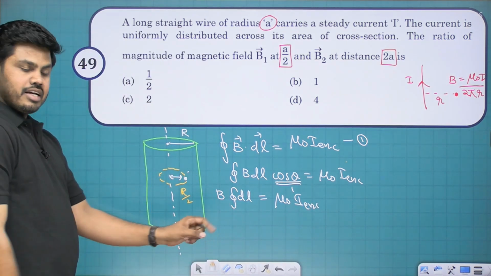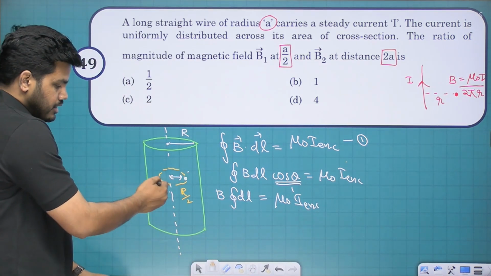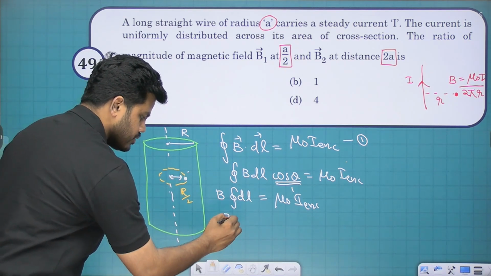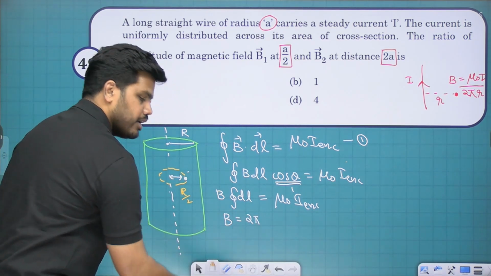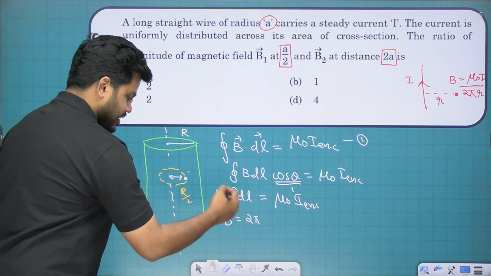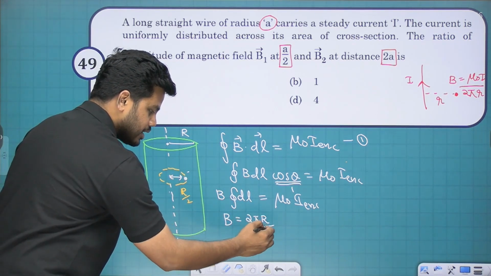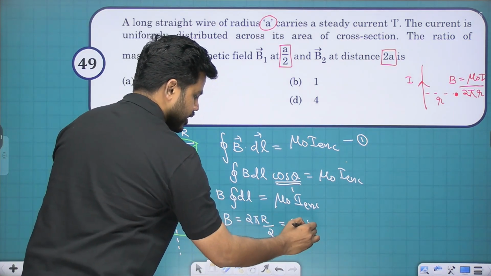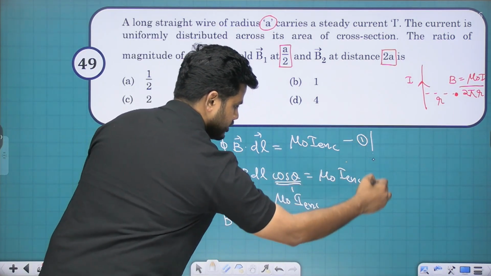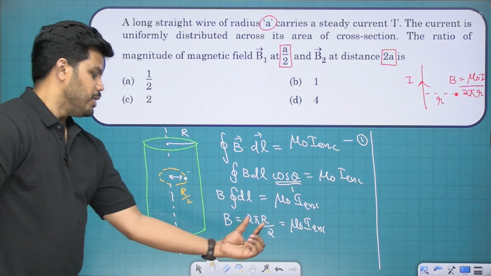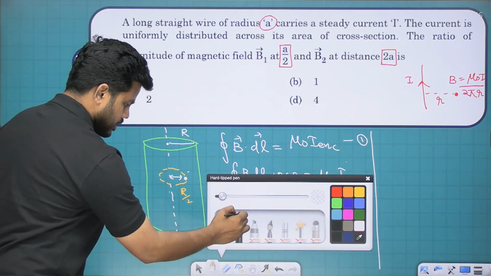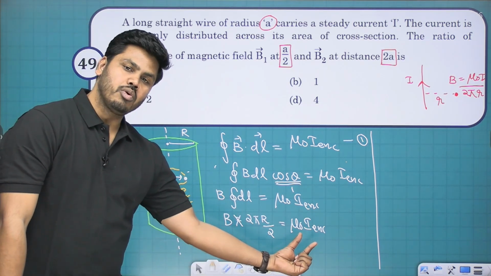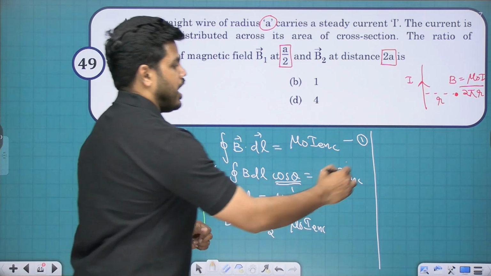What is integral dl? Integral dl is the total length of the loop. So B into 2 pi into the radius of the loop, capital R divided by 2, equals mu naught into I enclosed. Right. B into 2 pi R by 2 is going to be mu naught into I enclosed. One more point: I enclosed.